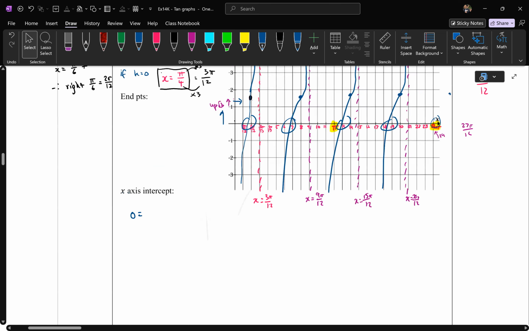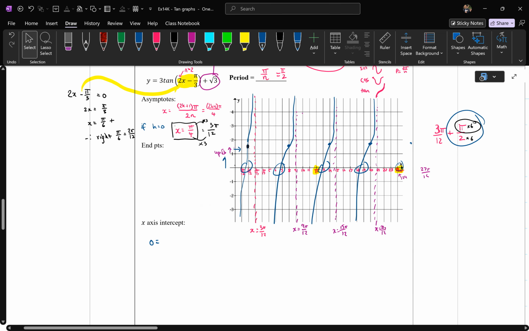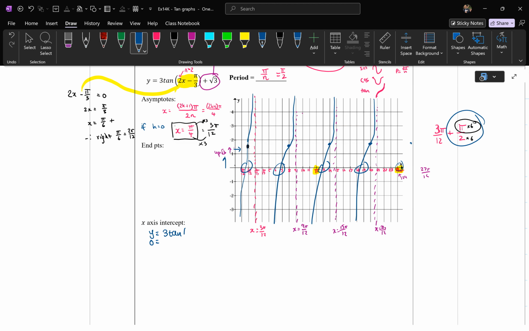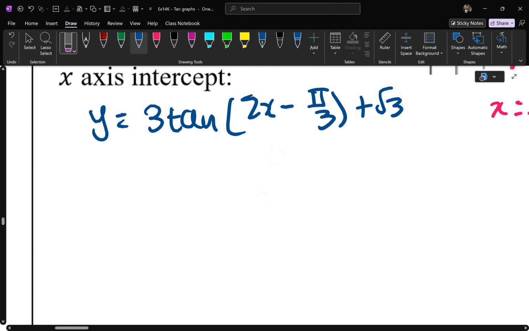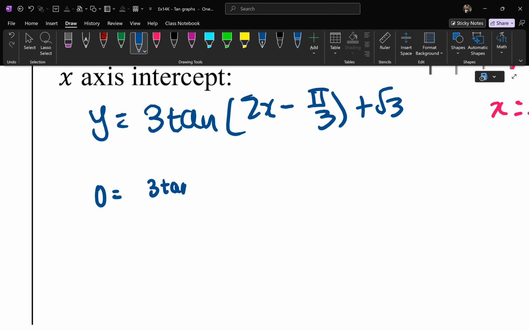Here we go. Let's calculate. Let's practice your solving equations. So let y equal to 0. 3 tan of 2x minus pi on 3 plus root 3. Let's do this, team. So to find x-intercepts, you let y equal to 0. We got 3 tan of 2x minus pi on 3.